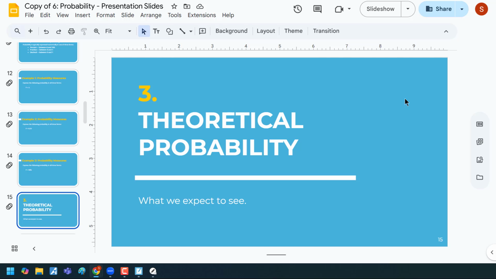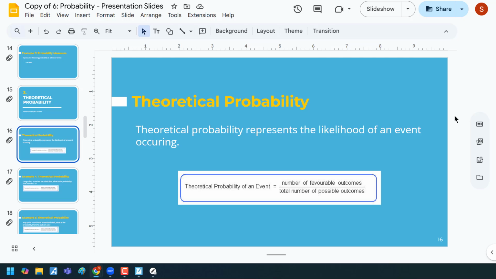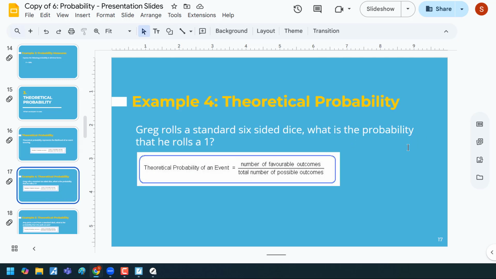Theoretical probability, what we expect to see. All right, let's see, what do we expect to see? Theoretical probability represents the likelihood of an event occurring. So we got the probability of an event, theoretical, equals the number of favorable outcomes over the total number of possible outcomes. That's confusing. We'll get into it. So let's figure this out. Greg rolls a standard 6-sided dice. What is the probability that he rolls a 1?